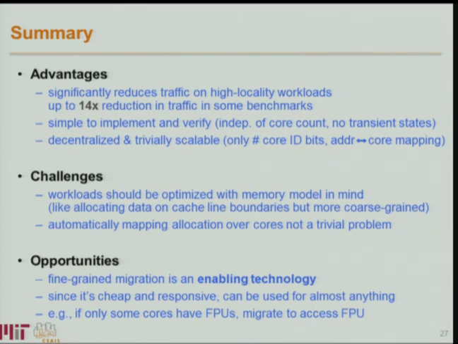Some of the challenges that we are still working on are that workloads need to be optimized. You have to keep in mind that the memory is split across the different tiles. This is kind of like optimizing your code for a cache coherence protocol, where you don't want two cores to have full sharing of the same cache line, but it's more coarse-grained. But doing this automatically for a large program is not a trivial thing, and that's something we're still working on.